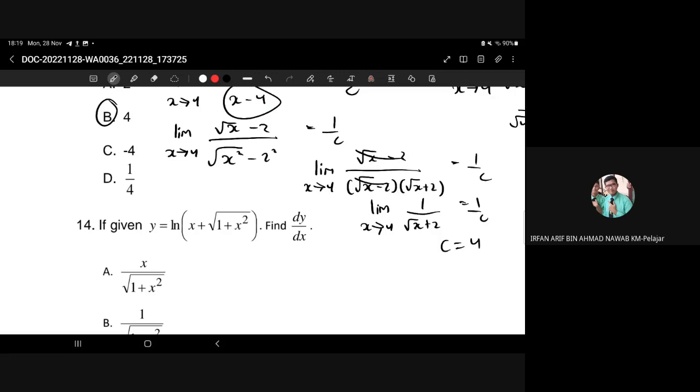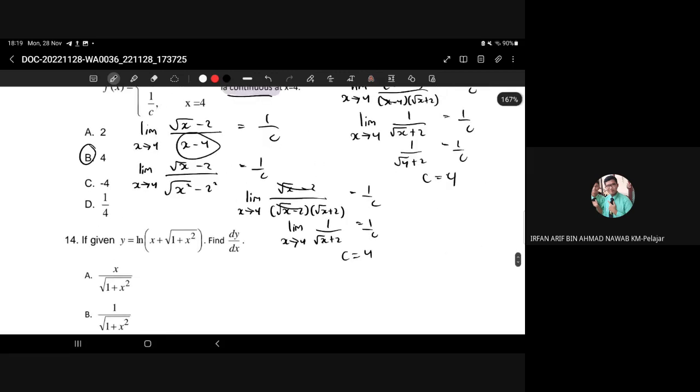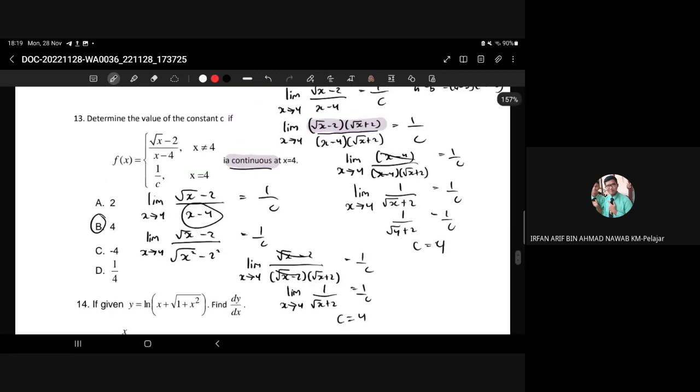Oops, what is the answer in my answer scheme? But I'm really confident that it is 4. So there are two ways to do it: whether you multiply by its conjugate, or you factorize the denominator and simplify the function, then direct substitute. There are two ways, no problem. Same thing.